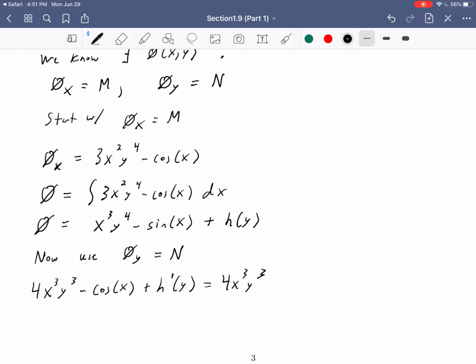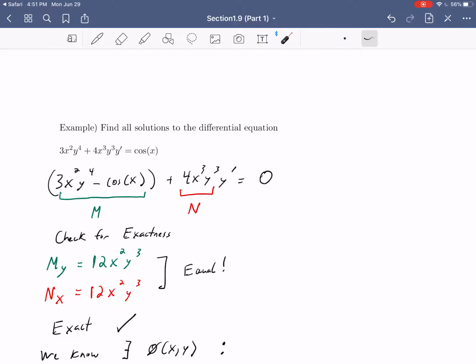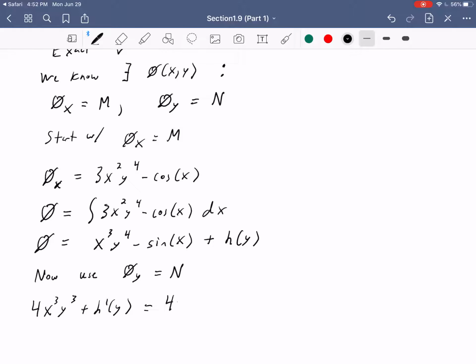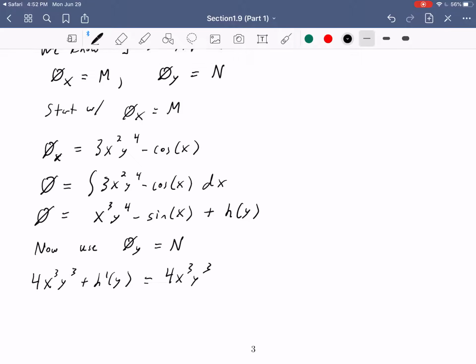Oh, I'm sorry there. This here shouldn't even be there. My apologies. We're doing the partial with respect to y, so this drops out entirely. So that should just be plus h prime of y. My apologies there. And then the n, of course, was this guy here, 4x cubed y cubed. All right. So there we go.